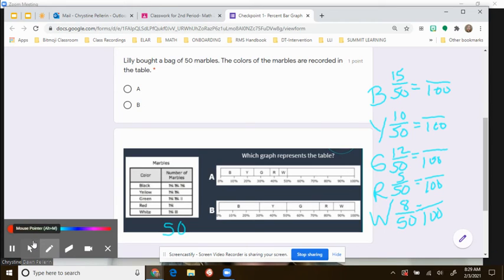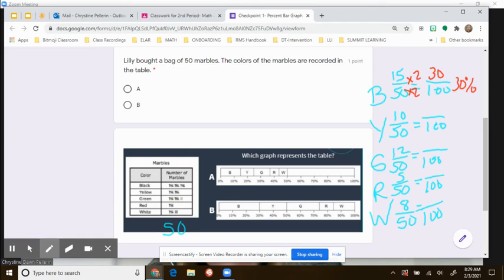All right, so 15 out of 50. 50 times what is 100? Times 2. 15 times 2 is 30. That means black is 30%. Now, 50 times 2 is still 100, so this is also going to be times 2. 10 times 2 is 20, 20%. Again, times 2. 12 times 2 is 24, 24%.